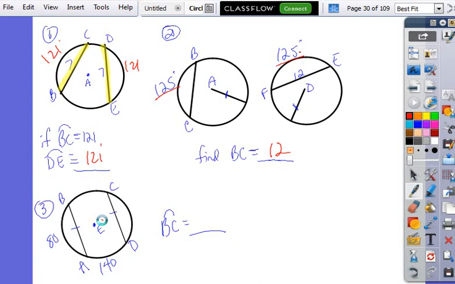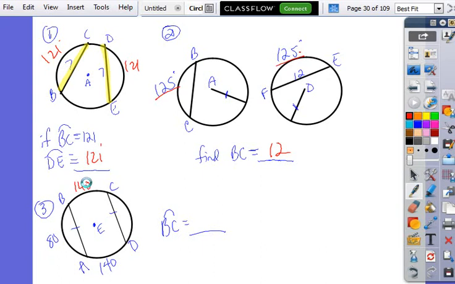So you get 360. Both of the chords are equal, and one's 80, so the other one's going to be 80. All right, that I can go with. Most people do what you did first. You say, oh, well, there's 140. That's going to be 140.